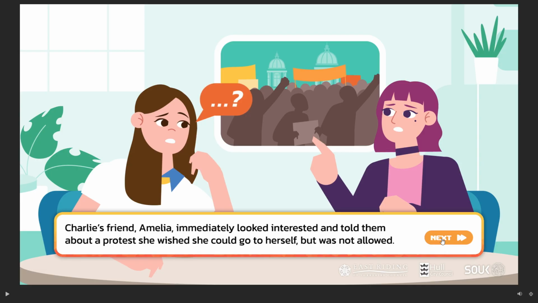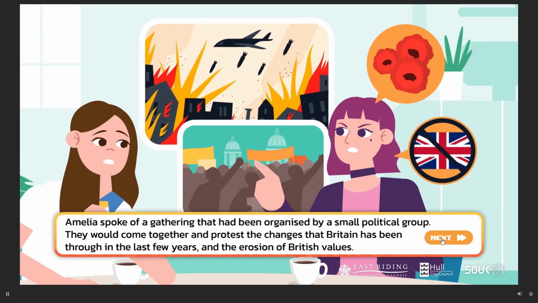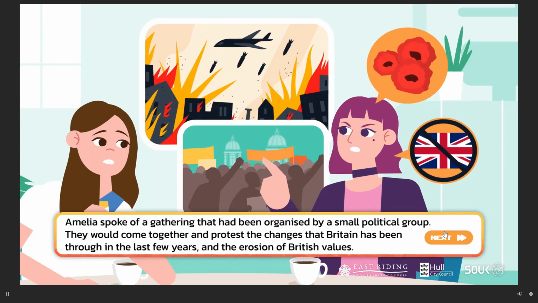Protest she wished she could get to herself but was not allowed. Amelia spoke of a gathering that had been organised by a small political group. They would come together and protest the changes that Britain has been through in the last few years and the erosion of British values.